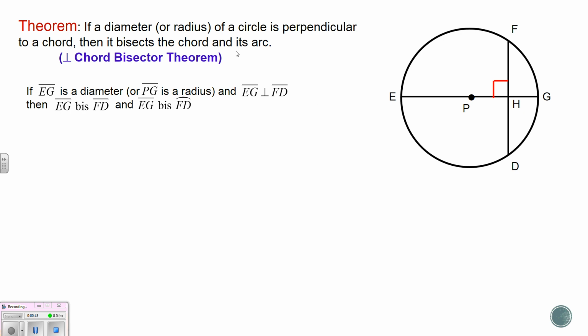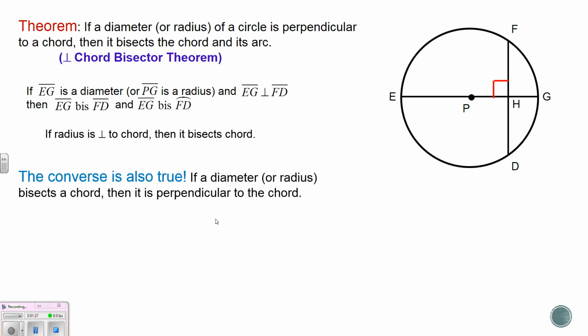But also when it says its arc, it means this arc that is cut off of the circle when you drew in that chord. So arc FD is also bisected, which means FG is congruent to GD. All right, so if you want an easy way to remember it, just if the radius, and we know that means also the diameter, is perpendicular to the chord, then it bisects the chord. And you can always replace the chord with arc if that's what you're looking for.